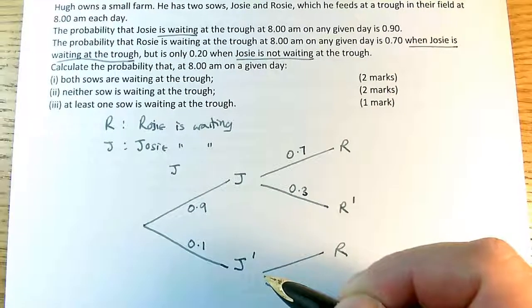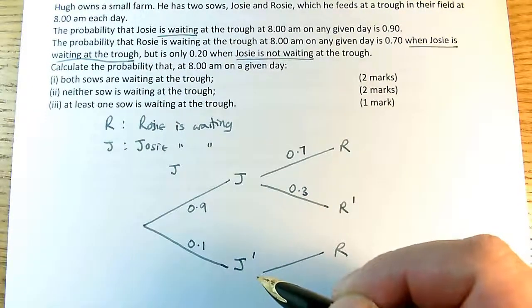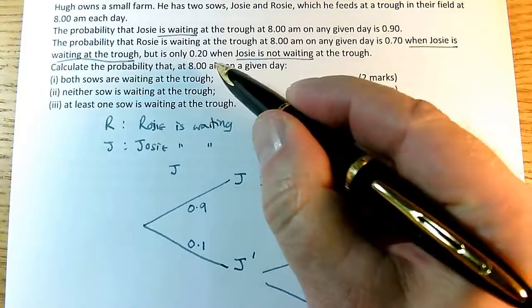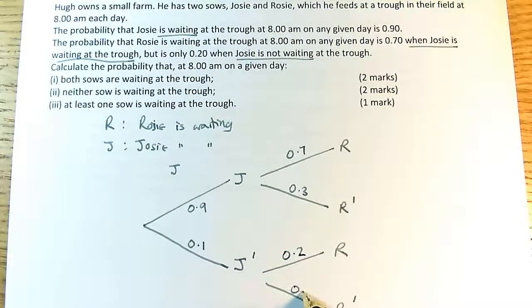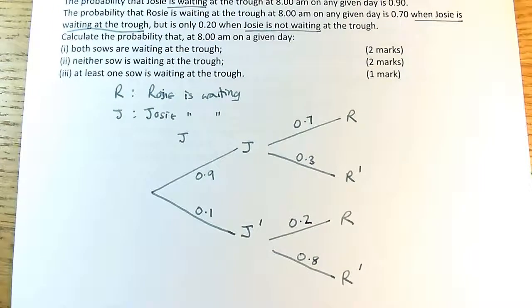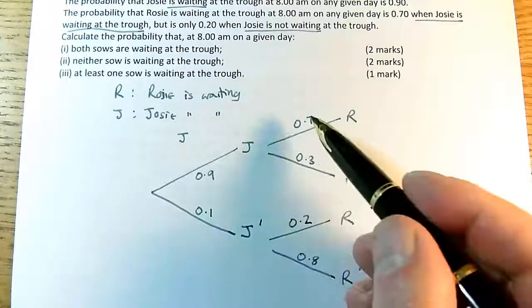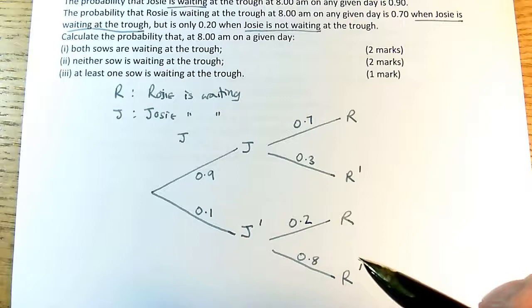Whereas in the bottom section of the tree diagram, Josie is not waiting, so I have to use this 0.2 probability here. And so therefore this is 0.8. So that's why this situation calls for a tree diagram, because the conditional probabilities I've been given are exactly what I need for the second stage of my tree.